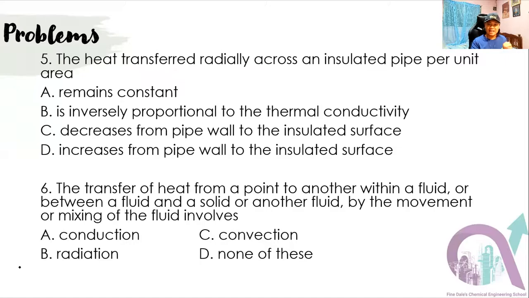Number five, heat transferred radially across an insulated pipe per unit area. Imagine this is your pipe, radially, so it's going out. Per unit area, does it remain constant, is it inversely proportional to the thermal conductivity, or does it decrease or increase from the pipe wall to the insulated surface? It's a no brainer, it decreases from the pipe wall to the insulated surface, where maybe there's an insulation.